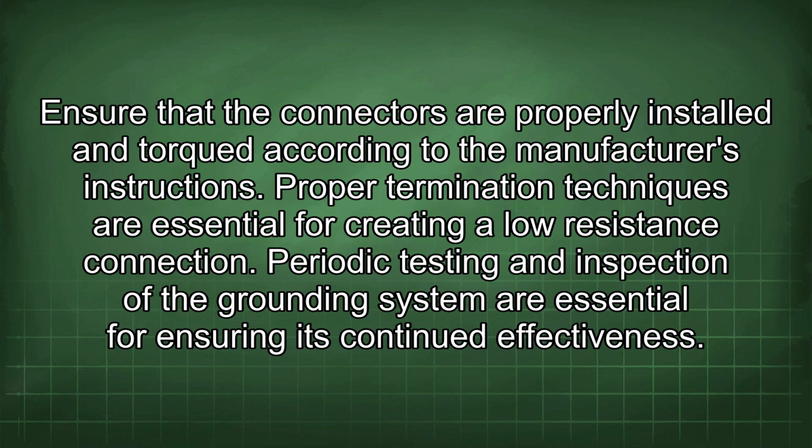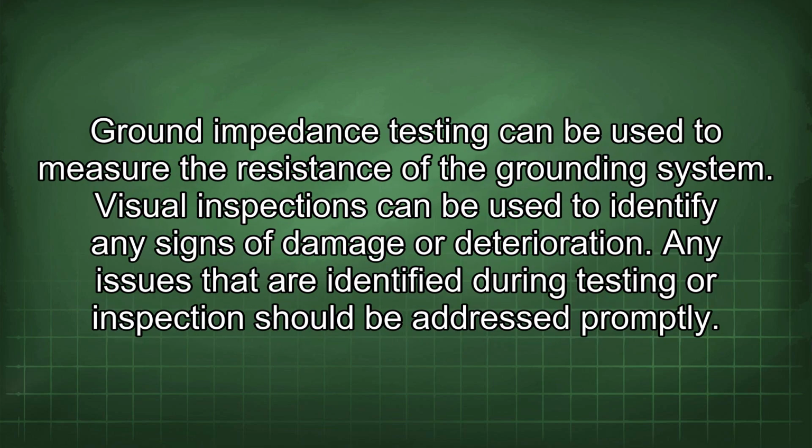Periodic testing and inspection of the grounding system are essential for ensuring its continued effectiveness. Ground impedance testing can be used to measure the resistance of the grounding system. Visual inspections can be used to identify any signs of damage or deterioration. Any issues that are identified during testing or inspection should be addressed promptly.